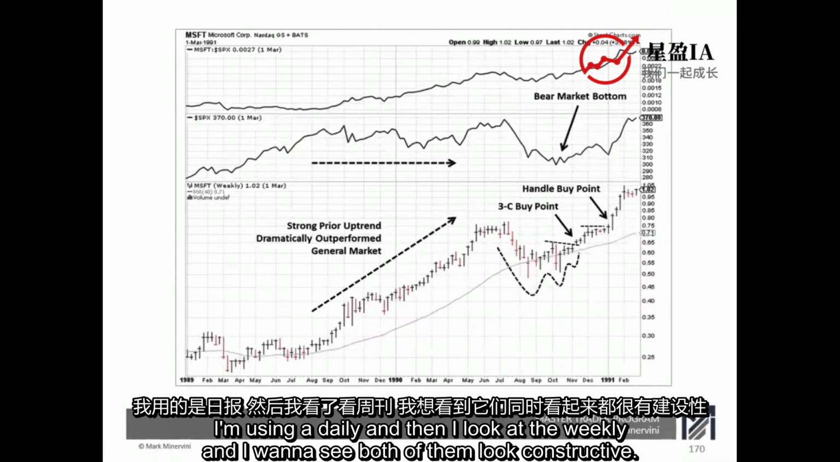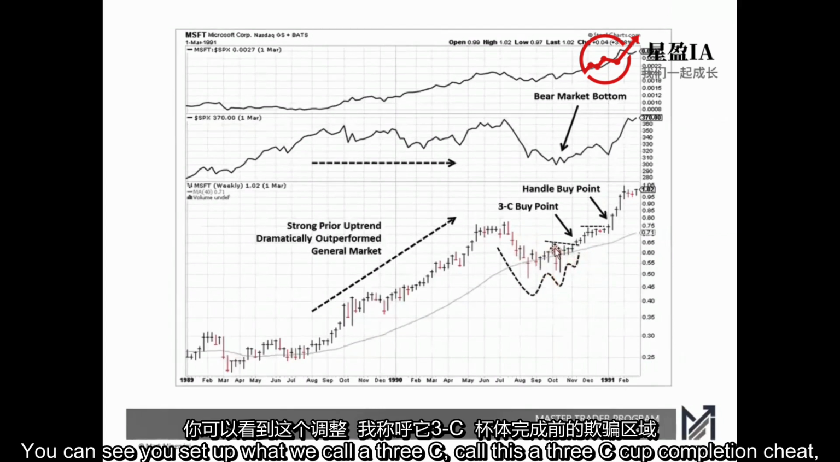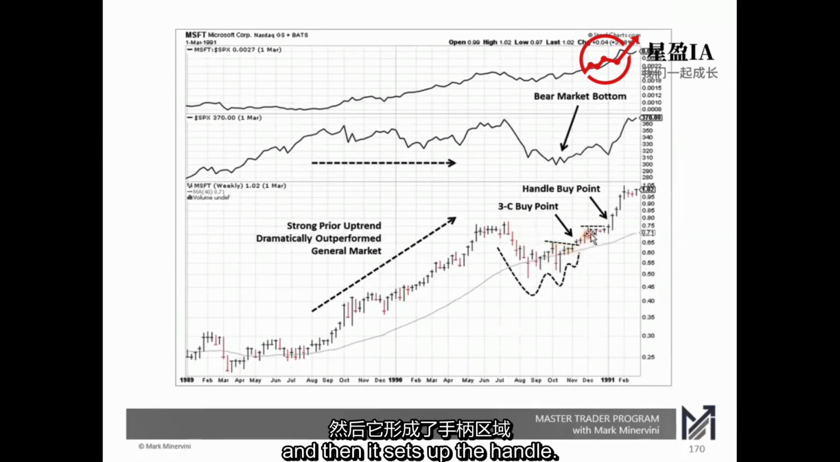I'm using a daily, and then I look at the weekly, and I want to see both of them look constructive. So here, coming off of the bear market in 1990, the low was in October, and you can see it set up what we call a 3C. Call this a 3C, cup completion cheat. The cheat, or I just call it the cheat, coming off the cheat, and then it sets up the handle.